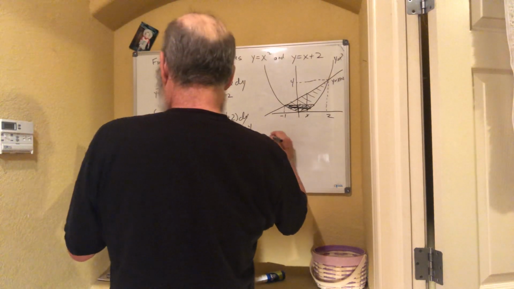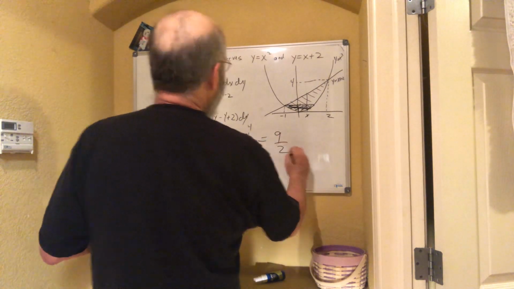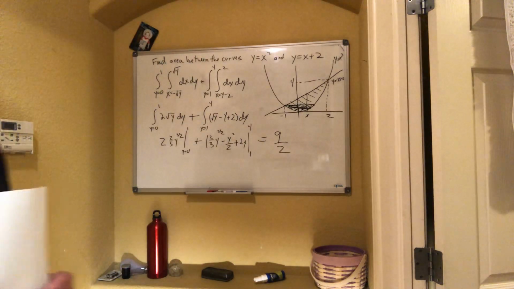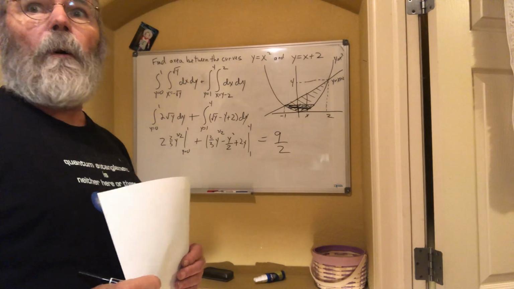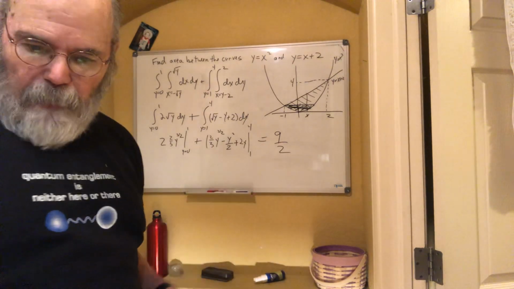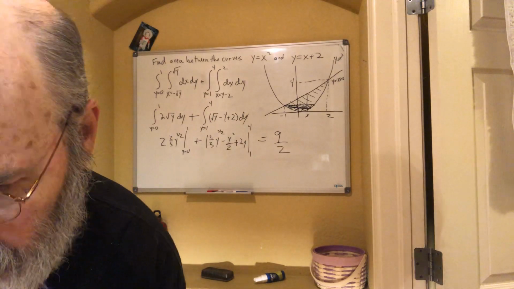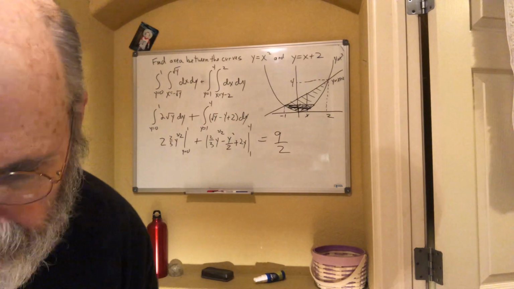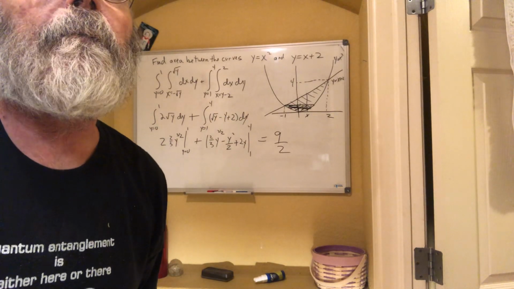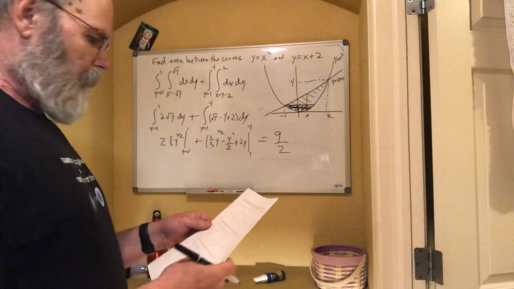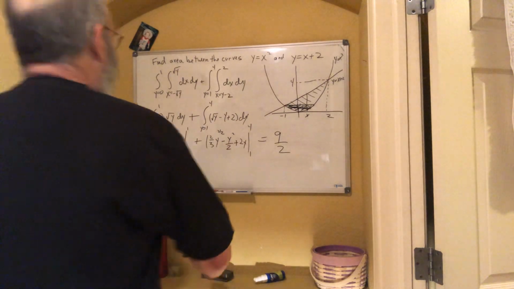Anyway, I think you can take it from there. And the answer comes out again to be 9/2. All right, so there's a couple of examples. You just got to get in there and get your hands dirty and figure out the steps yourself. Okay. Anyway, let me show you something else that can happen here.